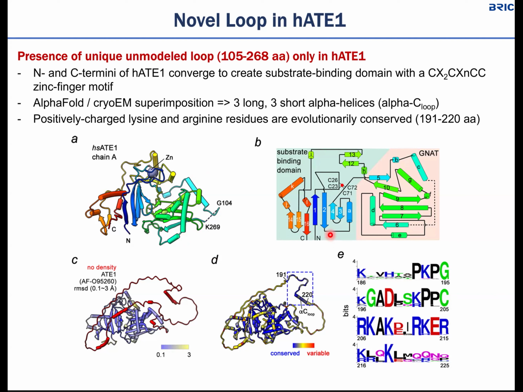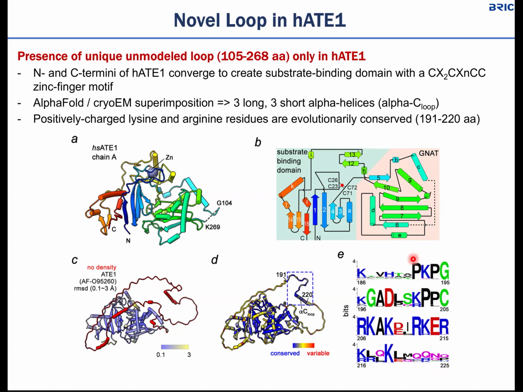To better understand what this unstructured loop was, we superimposed our cryo-EM structure of human AT1 onto the AlphaFold computational model of human AT1. The extended loop is predicted to contain 3 long and 3 short alpha helices, which would be expected to interact with both the substrate binding and GNAT domains of human AT1. Further sequence analysis of the conserved helix in this loop, amino acids 191 to 220, identified a notable presence of positively charged lysine and arginine residues.